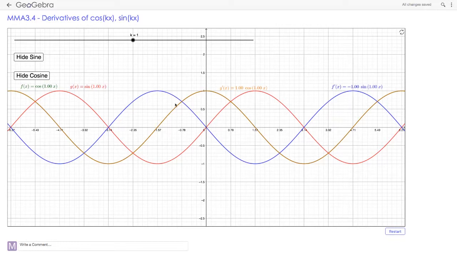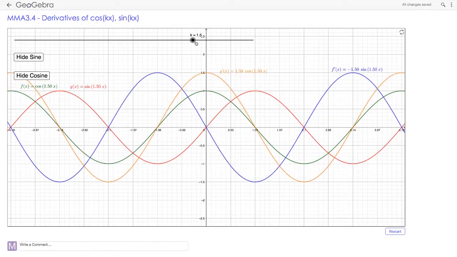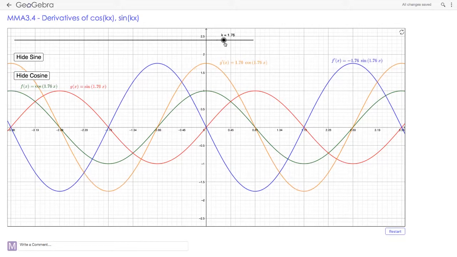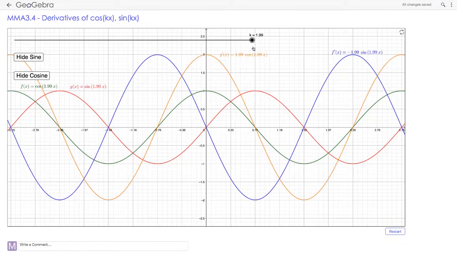Agree? Now, what if we look at a function which is f of x equals cosine of something times x, and g of x equals sine of something times x? Then things start looking slightly different. So let's just try making this k equal to, say, 2.